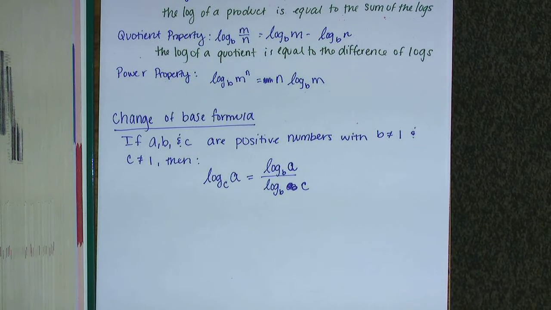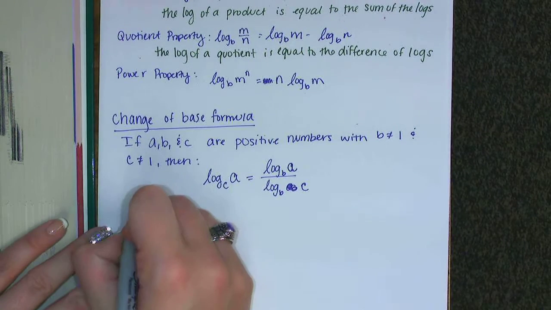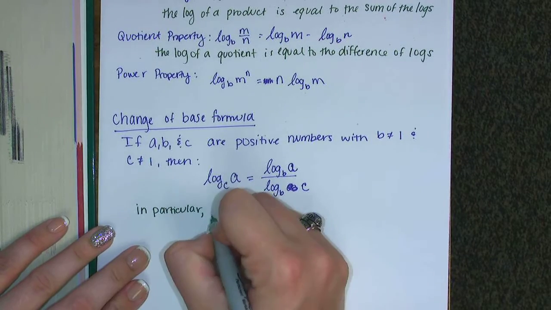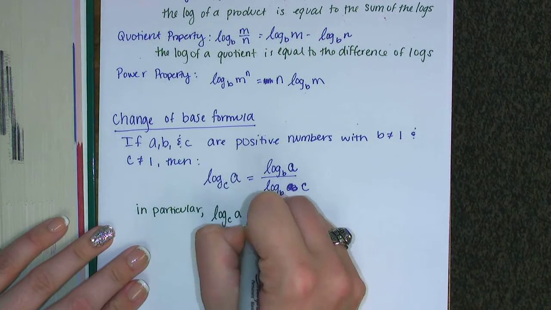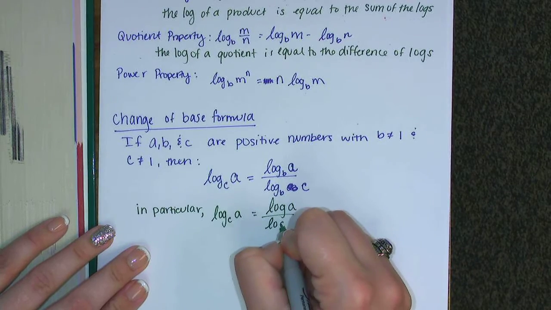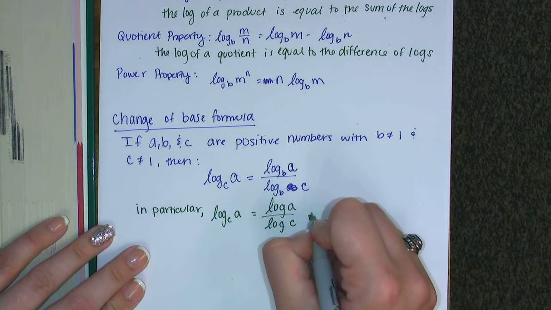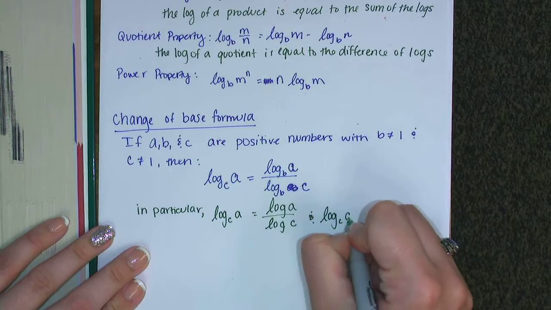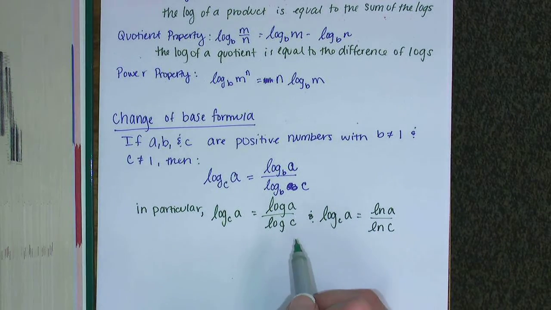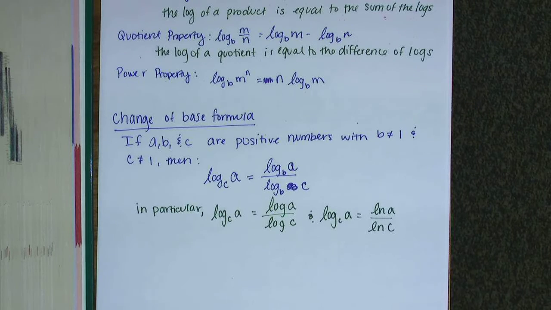And in particular, the most common one we use when we change the base is base 10, or base E. So in particular, log base C of A is equal to log of A over log of C, and log base C of A is equal to ln of A over ln of C. Okay, most commonly we want to use either the common log or the natural log, so that's why we'll use the change of base to get it into one of those two options.